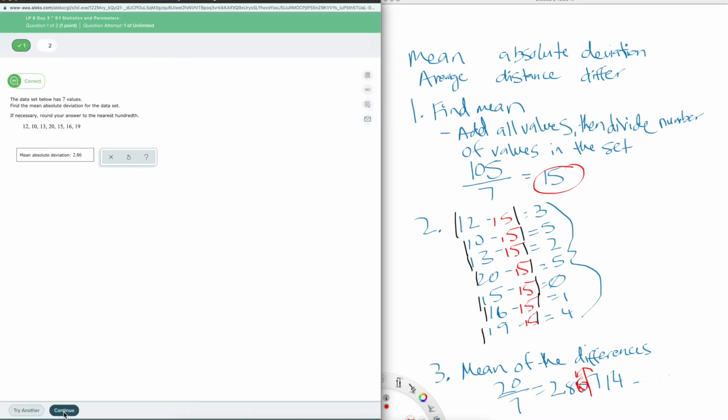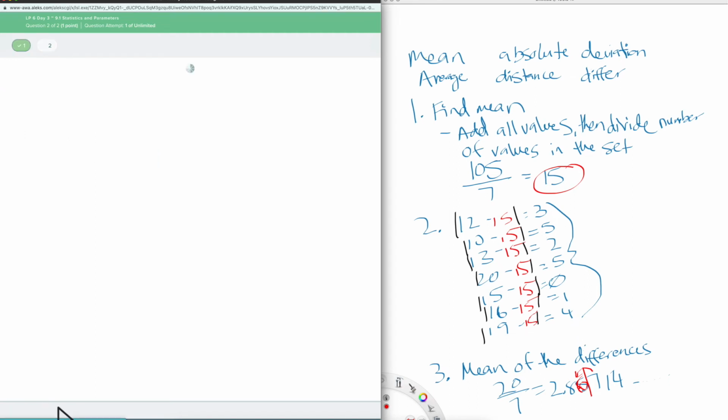So that's mean absolute deviation. I find the mean. I subtract the differences, make sure it's absolute value. So no negatives here. And then find the mean one more time using the differences. So that's the mean absolute deviation.